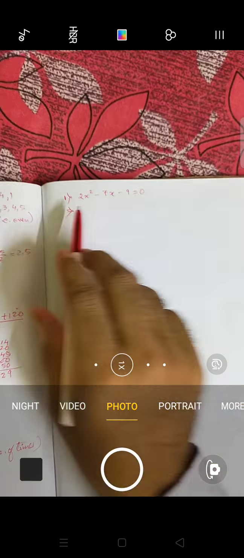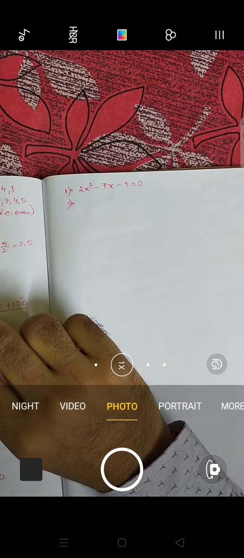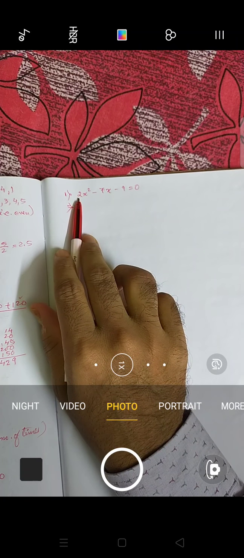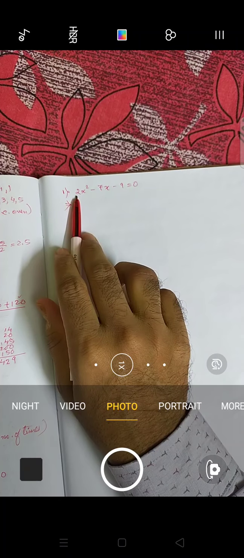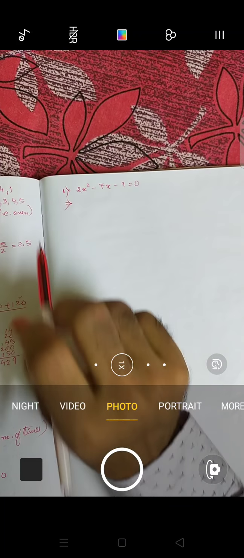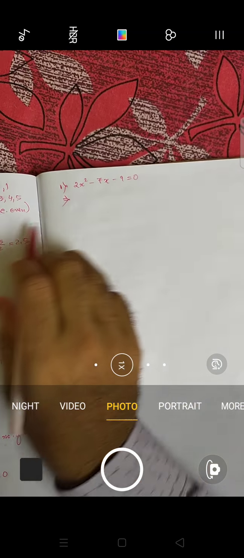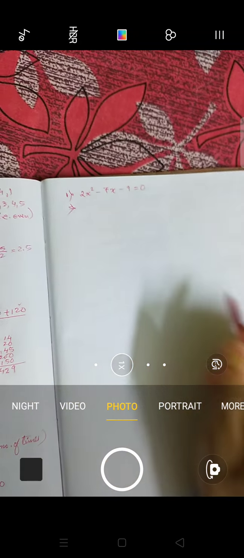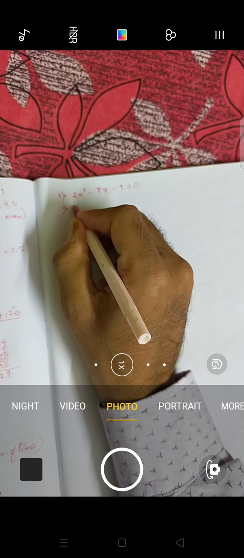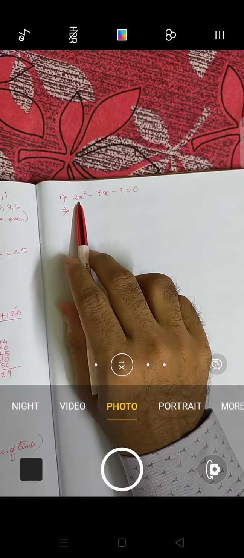How? Is 2 a perfect square or what? No, it's not a perfect square. X square is a perfect square, but 2 is not a perfect square. So what I will do, there are three methods for how you want to solve. So I'm giving you one example. I will divide both sides by 2. If I divide it by 2, this will be x square or not.